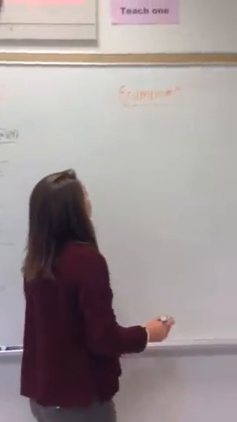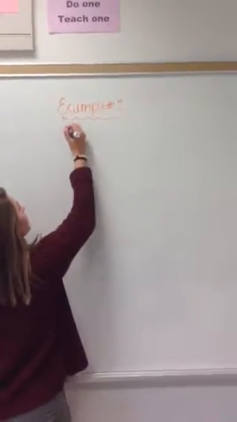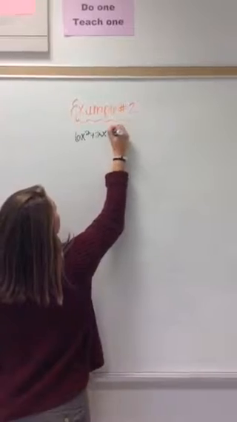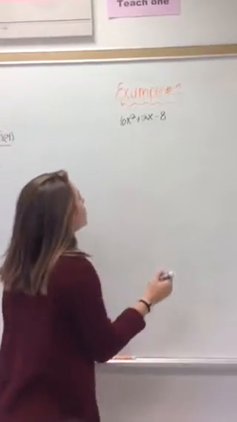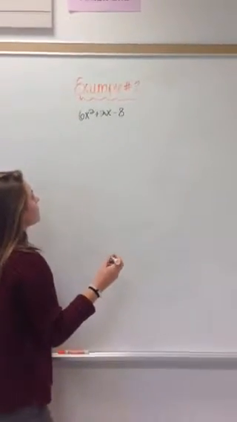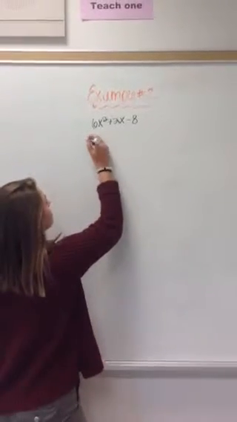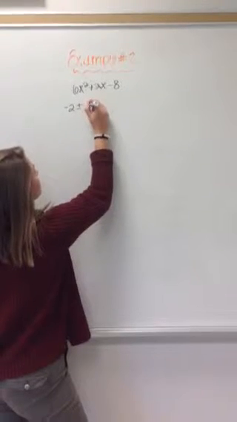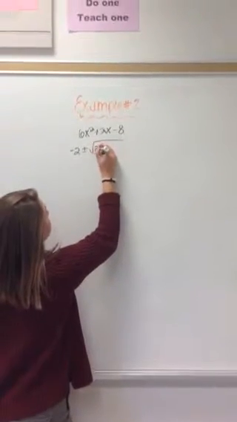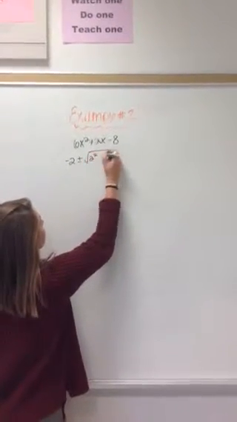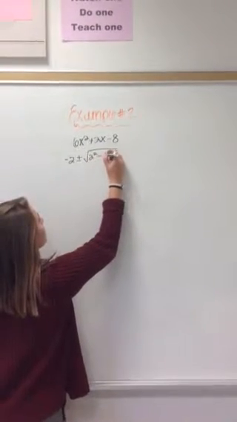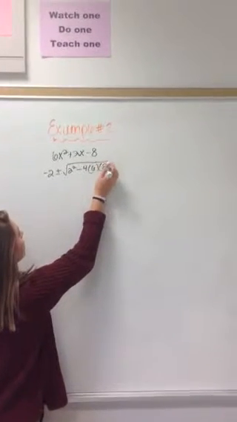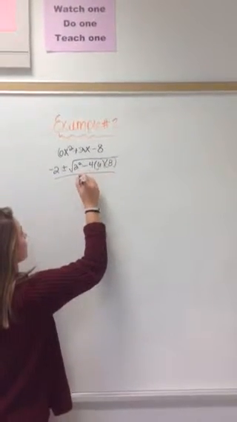Moving on to the second equation, we have 6x squared plus 2x minus 8. And just as we did in the first example, we are going to plug our values into the quadratic formula. So, we would get negative 2 plus or minus the square root of 2 squared minus 4 times 6 and times negative 8, all over 2 times 6.